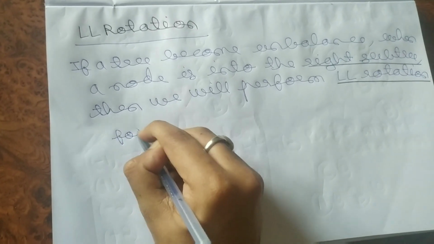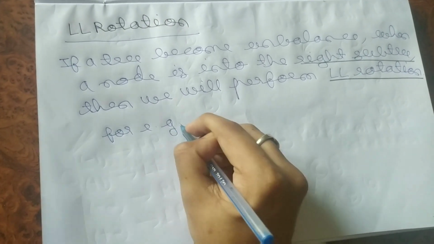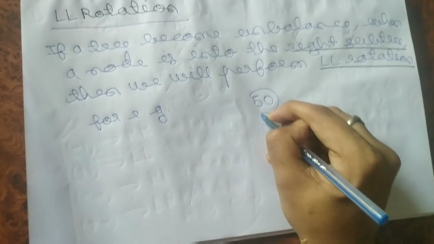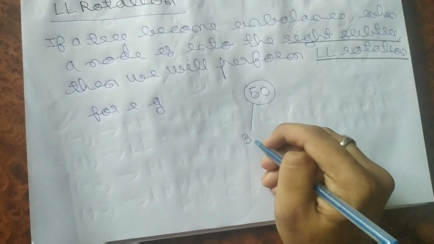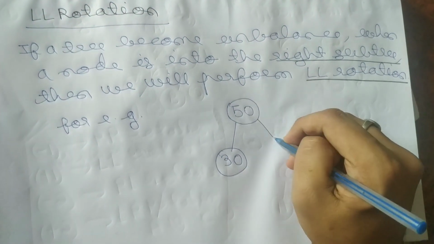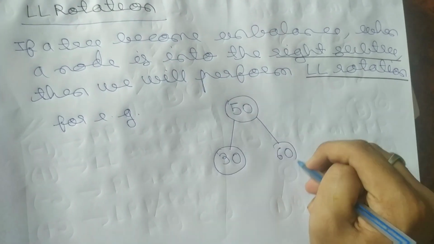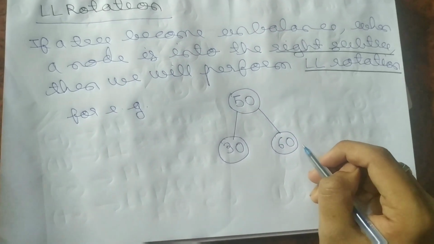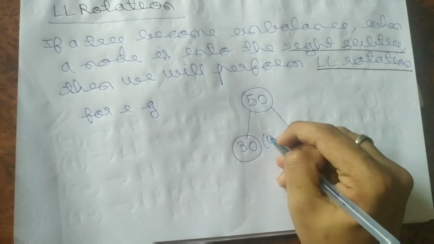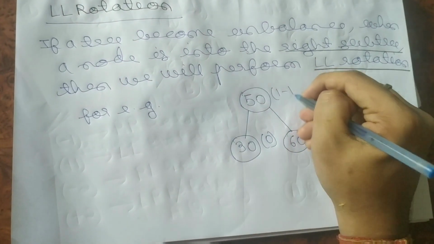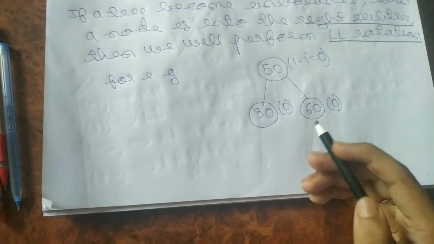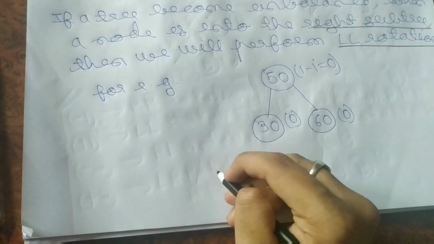Example, we are taking here 50, this will be 30, and this will be 60. Okay, so it is a balanced AVL tree. So here the balance factor is 0, and here it is 0, and here 1 minus 1 is 0.